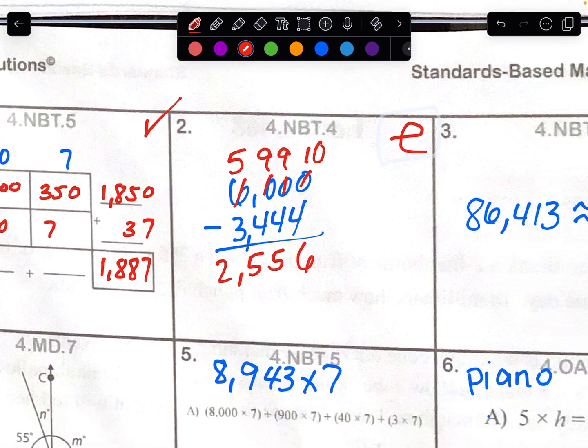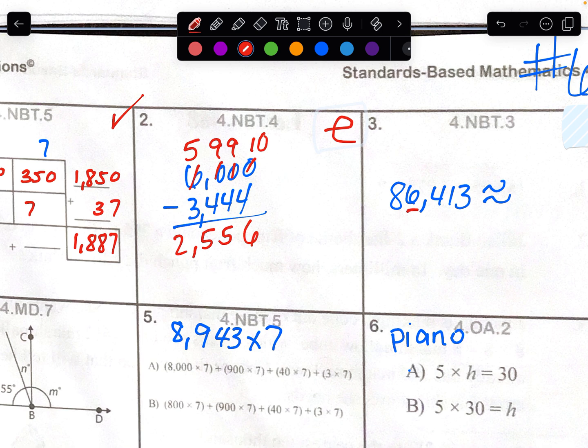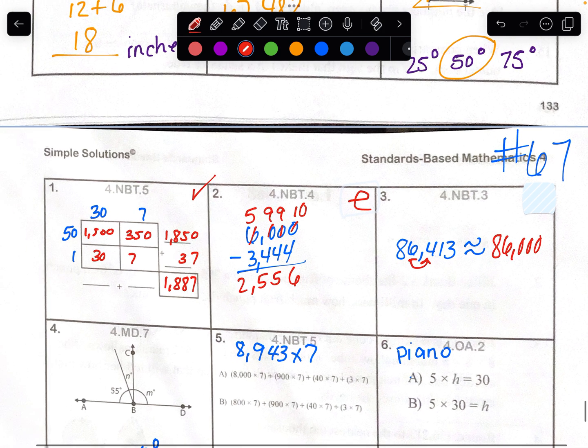All right, number 3, we are rounding to the nearest 1,000. Go next door. The 4 tells the 6 to stay the same. So we have 86,000. Second secret letter is an E.